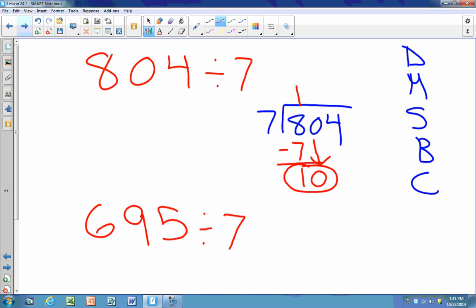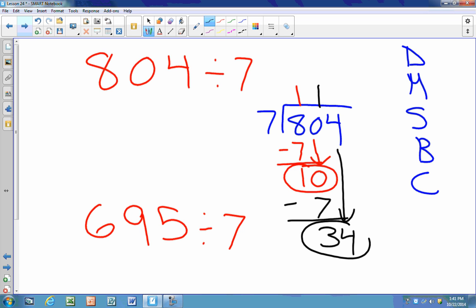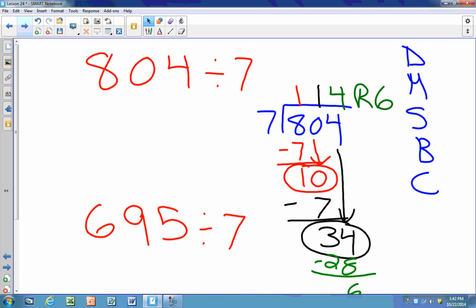And I ask myself, I go all the way back to the beginning, how many times can 7 go into 10? It can only go in once. 1 times 7 is 7. Then I subtract. 10 minus 7 is 3. There's another number now to bring down. I bring down my next number, which makes 34. I ask myself, once I circle it, how many times can 7 go into 34? 7 goes into 34 4 times. 4 times 7 is 28. And when I subtract, that's 6. There's nothing else to bring down, so that is my remainder. So my answer is 114, remainder 6.